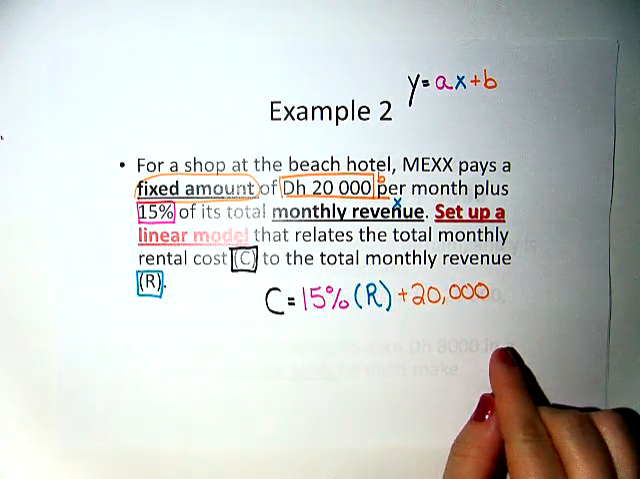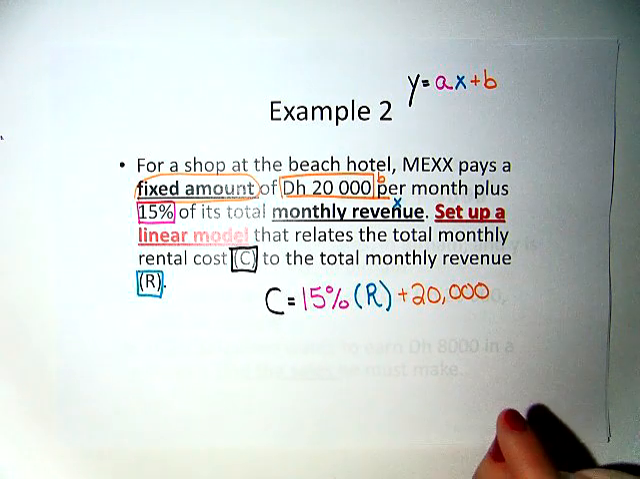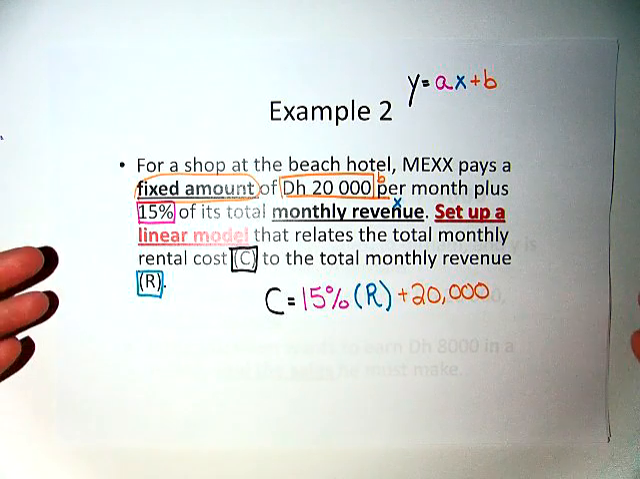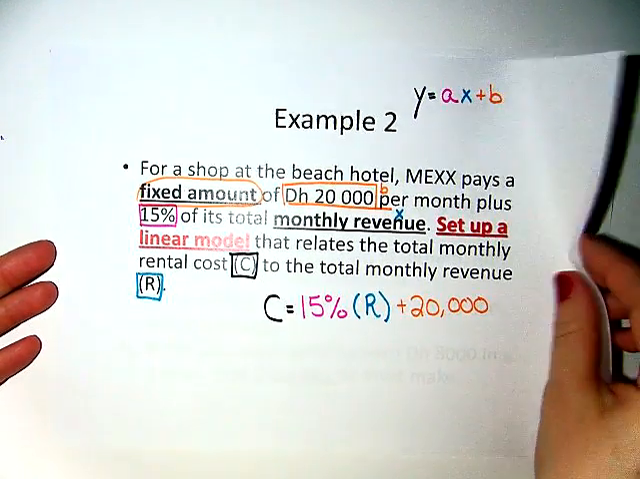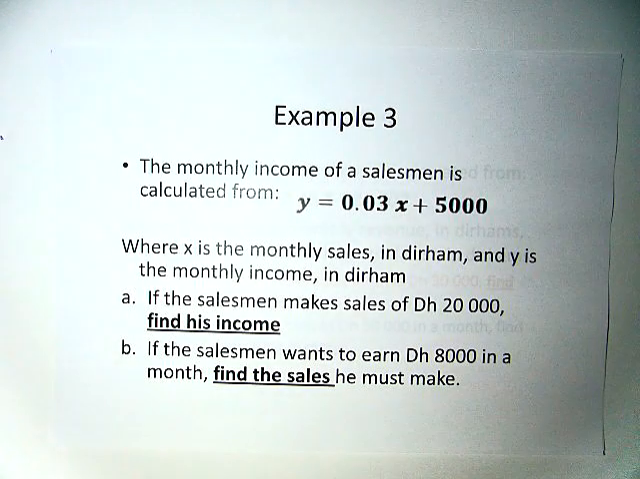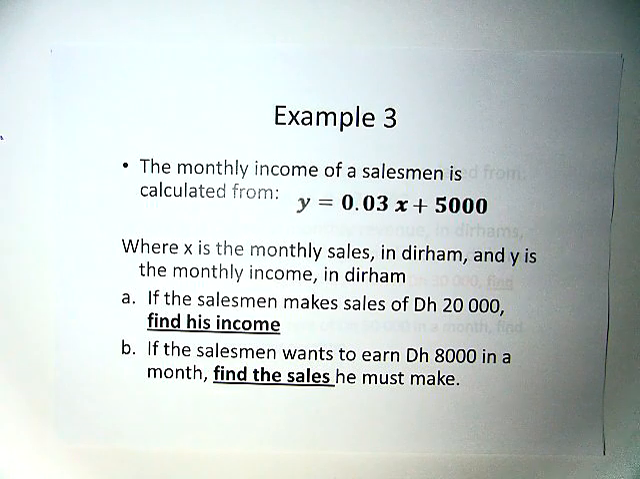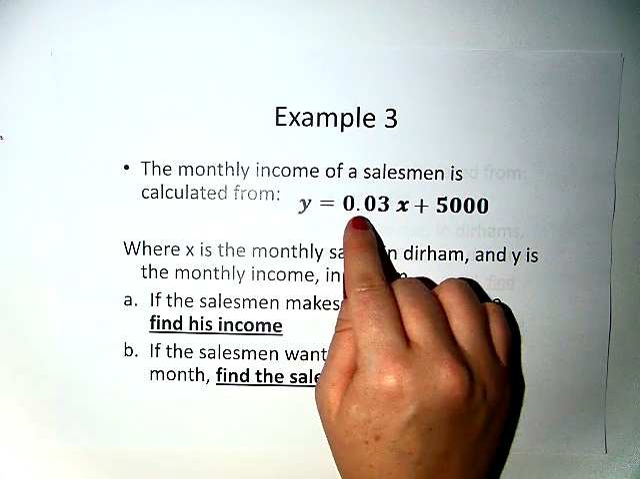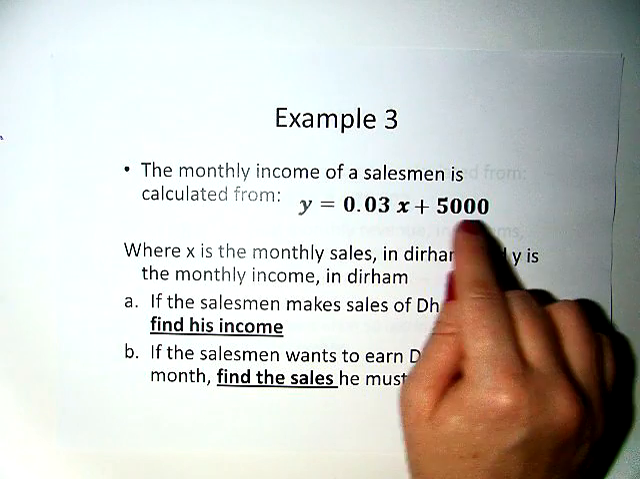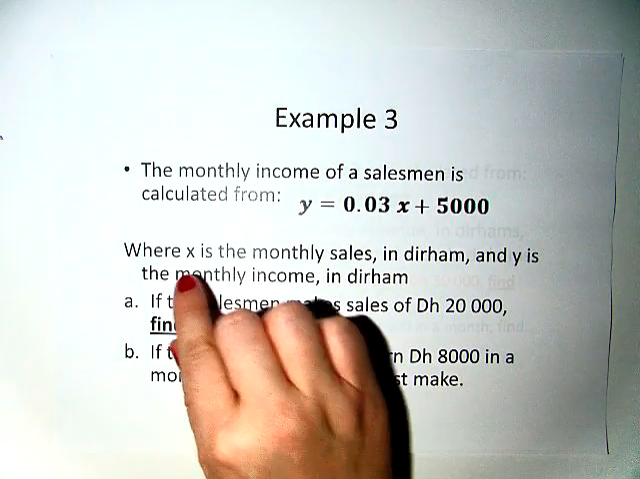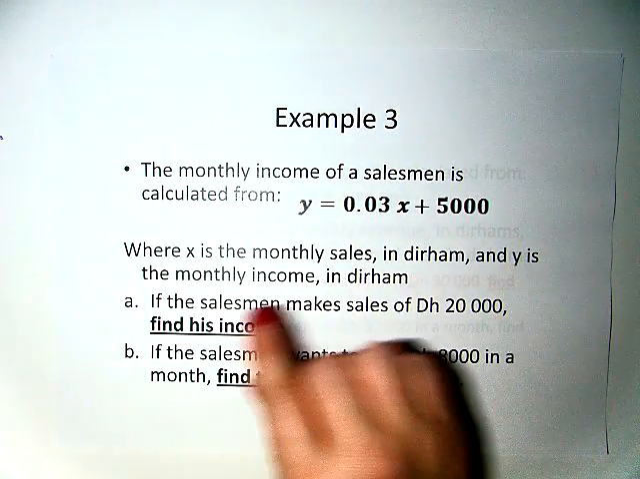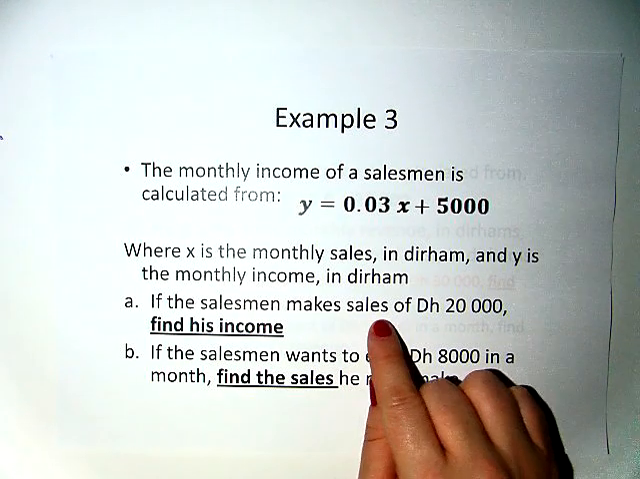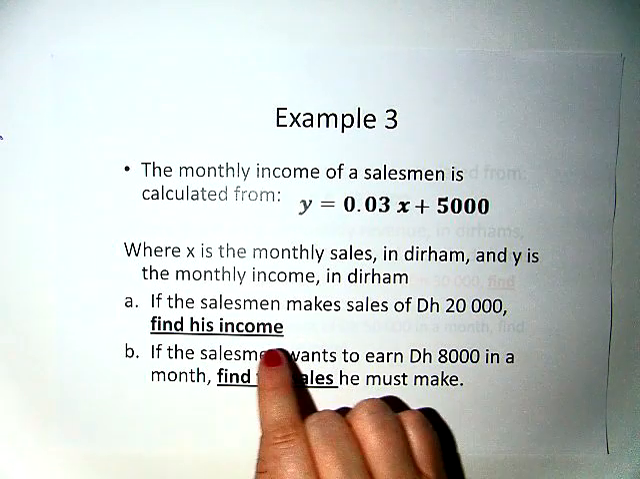So you see how this sets up into an equation. We are not actually solving a problem yet. We're just setting up the equations so that we can get used to seeing them. Let's go ahead and try another one. The monthly income of salesmen is calculated in the form y equals 0.03x plus 5,000, where x is the monthly sales in dirhams and y is the monthly income in dirhams. If the salesman makes sales of 20,000, find his income.